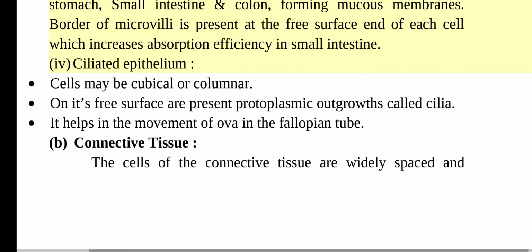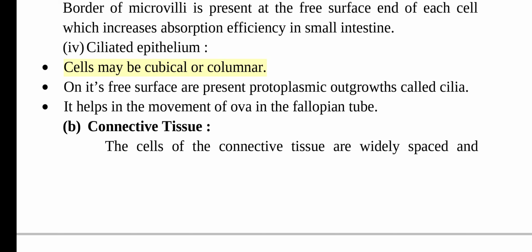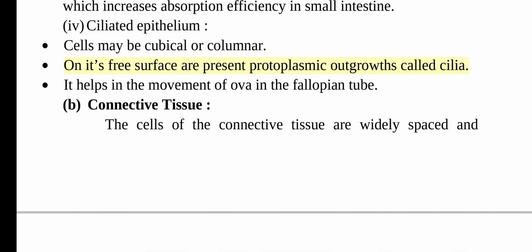IV. Ciliated epithelium. Cells may be cubical or columnar. On its free surface are present protoplasmic outgrowths called cilia. It helps in the movement of ova in the fallopian tube.